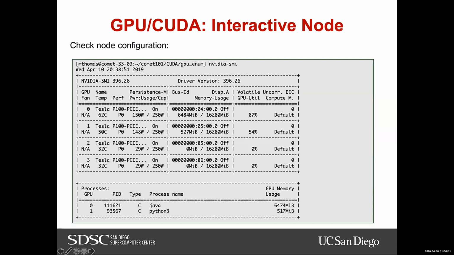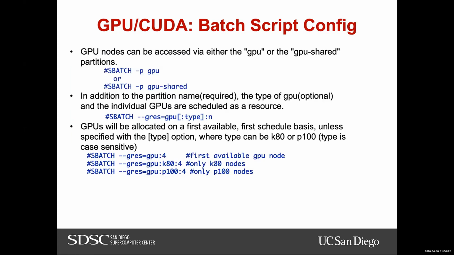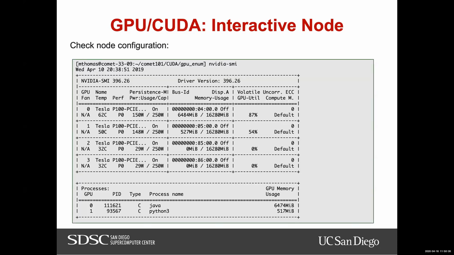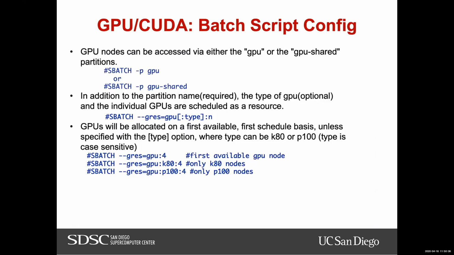So I'm on this node and I'm going to run a command called nvidia-smi, which will tell me about the hardware on that node. And to run GPU through the batch script, and you can run Jupyter notebooks that run on the GPU, by the way. So you can run Jupyter notebooks on CPU and GPU nodes.